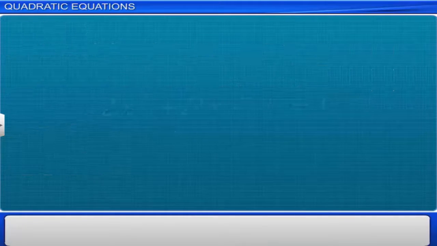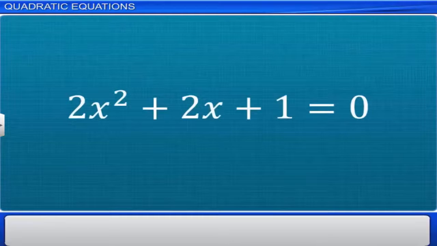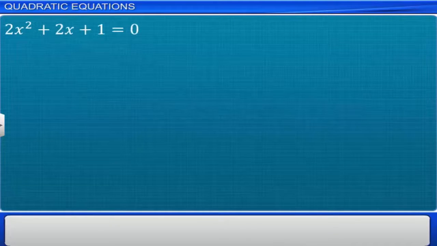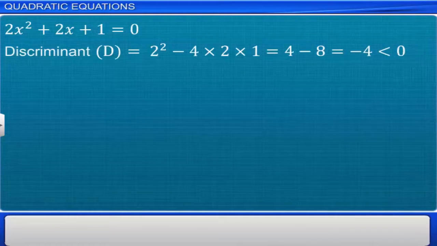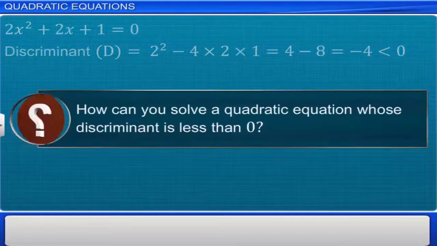Let's consider another quadratic equation 2x squared plus 2x plus 1 equal to 0. First, we'll find the discriminant. The discriminant obtained is minus 4, which is less than 0. In such cases, how can you solve the quadratic equation?